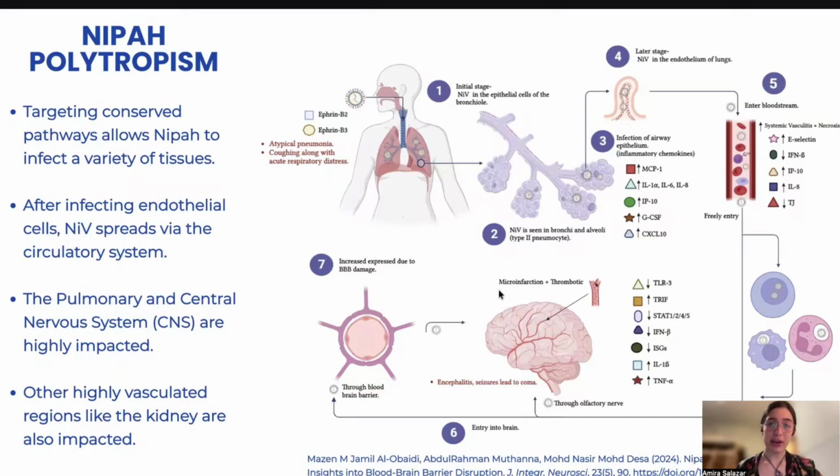Now that we understand how Nipah is able to infect a variety of cells, we can understand the pathology of Nipah virus. The highly conserved receptor Nipah targets allows it to infect the endothelial cells that make up our vascular system. The circulation of blood then spreads the virus to systems and tissues throughout the body.